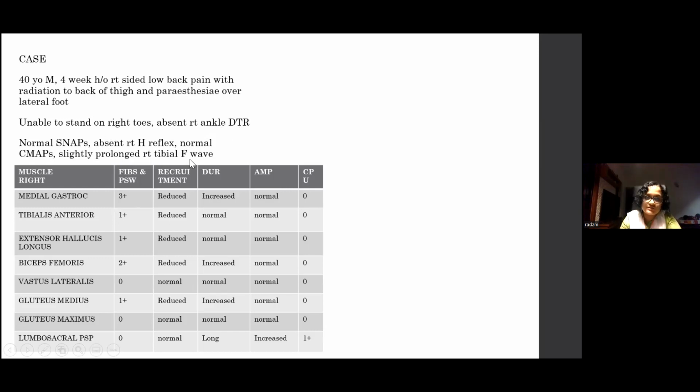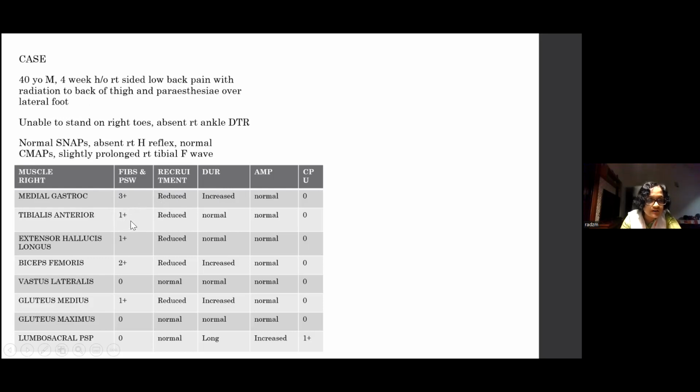Some prolongation of the tibial F wave. Don't make a diagnosis of radiculopathy just based on F waves. Make sure that EMG abnormalities are also present. So when you look at EMG here, gastrocnemius shows quite a lot of fibrillations, positive sharp waves, and quite a bit of chronic changes. So it's likely he had symptoms even before that. Maybe he didn't bring it to our notice. Tibialis anterior also shows some fibrillations and positive sharp waves, but less compared to gastrocnemius.